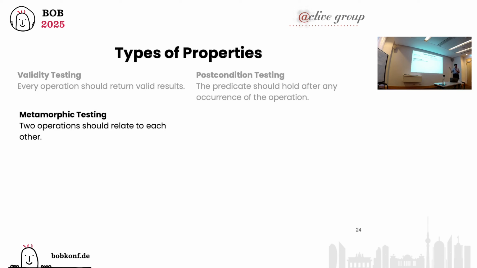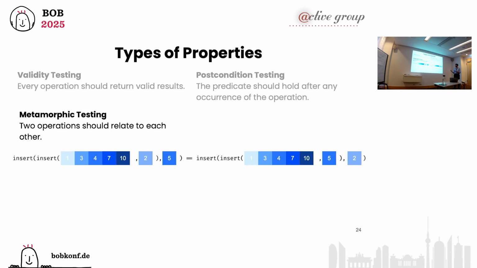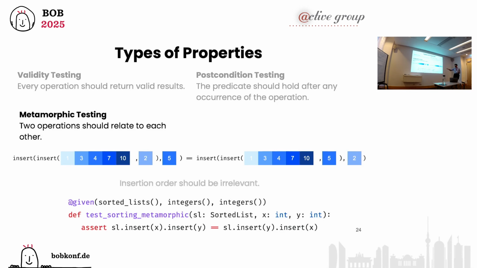A third one is called metamorphic testing. This means that you have 2 distinct operations, and they have some relation with each other. Here, what I have is that it doesn't matter if I insert 2 then 5, or 5 then 2, because the insertion order in a sorted list is irrelevant, right? So this is how I would write it: insert x then y is equal to insert y then x.